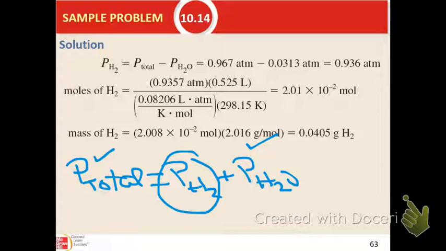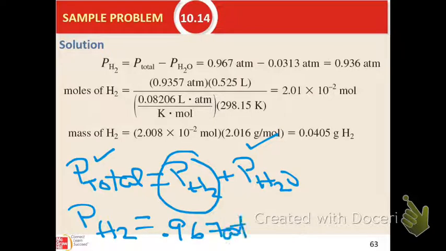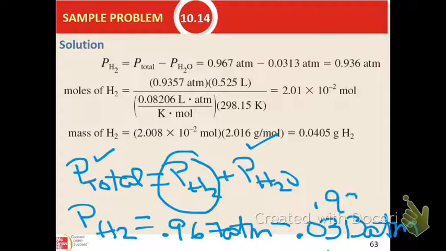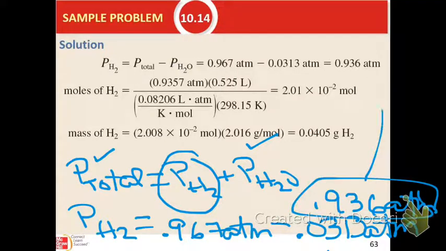So how can I find my hydrogen? Well, now I'm going to get that hydrogen by itself. So the pressure of the hydrogen is going to be equal then to that 0.967 atms minus the pressure of the water vapor, 0.0313 atmospheres. That's where she gets the 0.936 atms. That's where that comes from, right here. Okay?